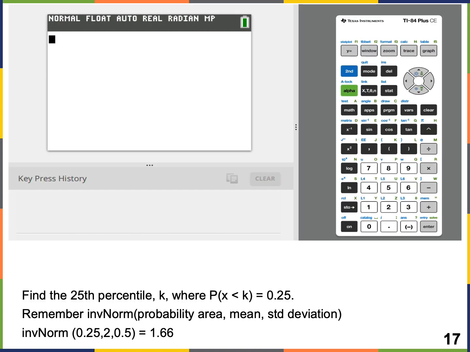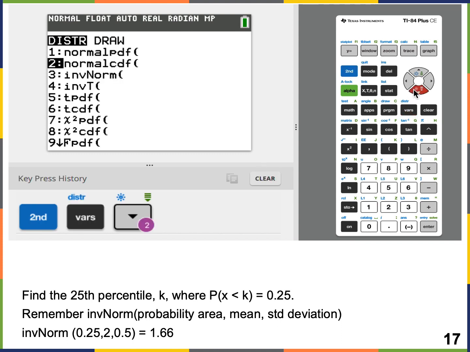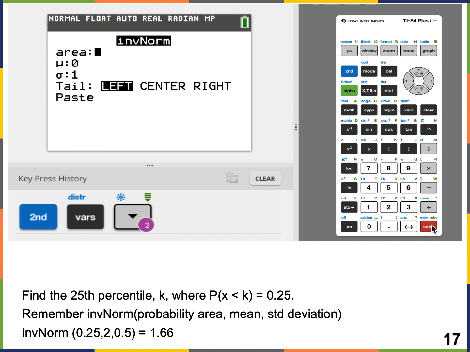In this example, we're finding the max number of hours per day the bottom quartile of households uses a personal computer for entertainment. In other words, we're finding the 25th percentile. Let's go ahead and do that. We're going to use inverse norm, so second, distribution, you go down to inverse norm. Remember, it gives us that k such that the probability of x less than k is 0.25, so the area is 0.25.